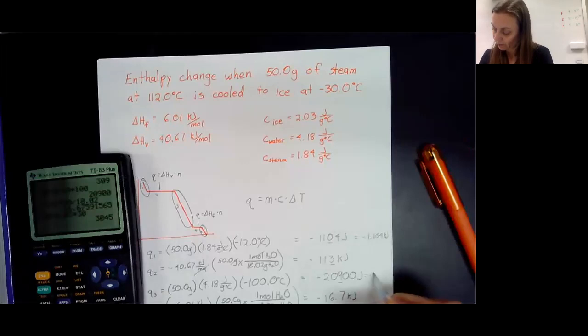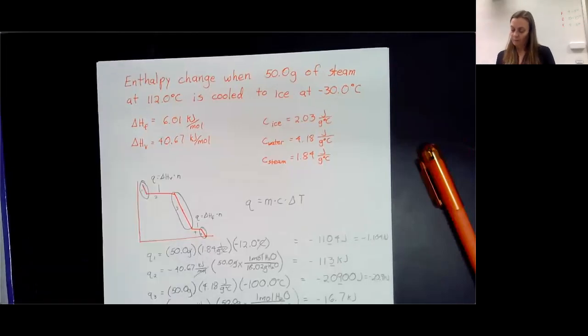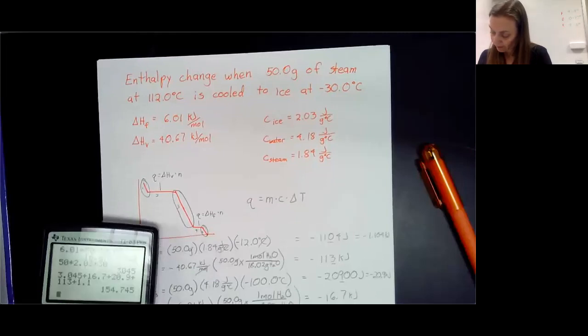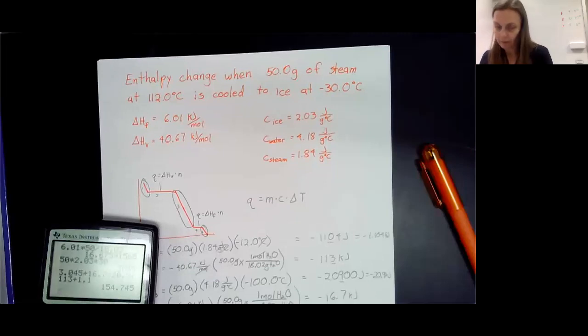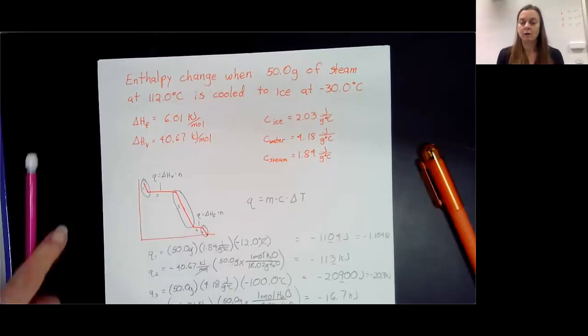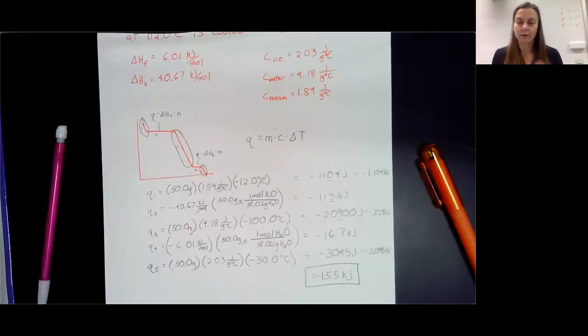This is negative 20.9 kilojoules. This is negative 3.045 kilojoules. And we get 155 kilojoules. So 155 kilojoules of energy are released by that process.